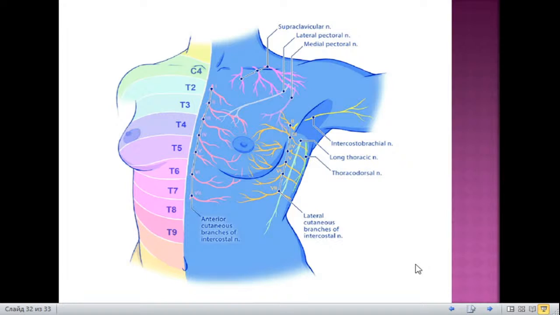The back of the chest is supplied by the posterior branches of thoracic spinal nerves.